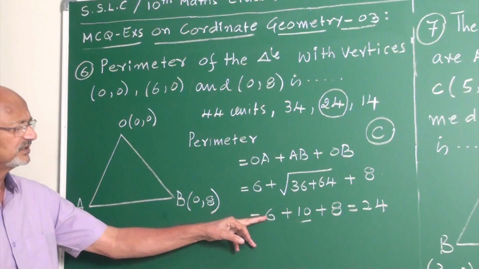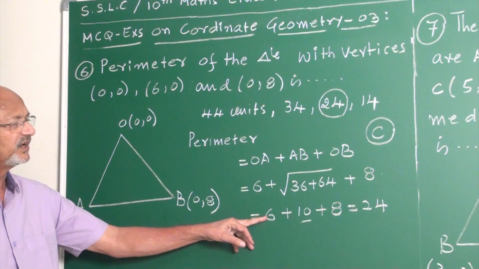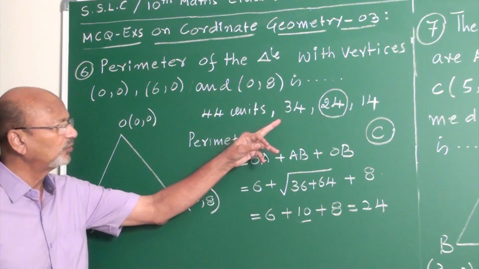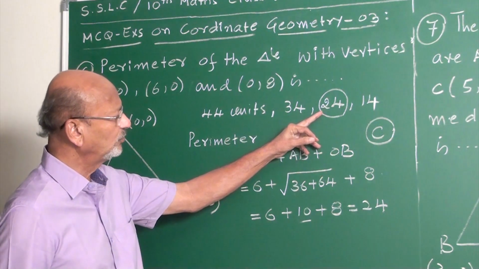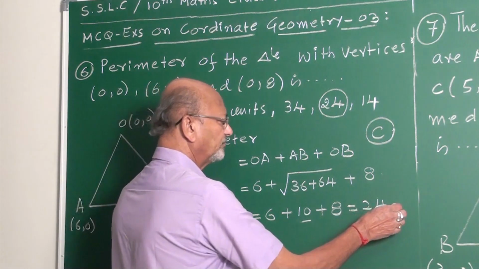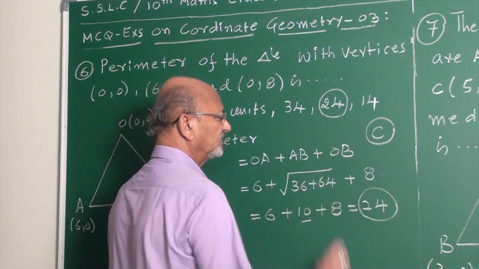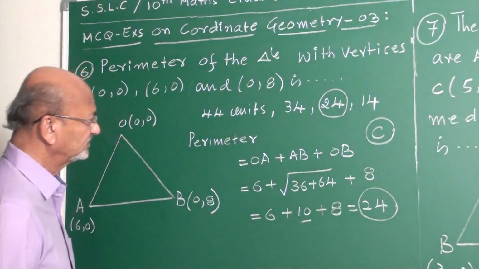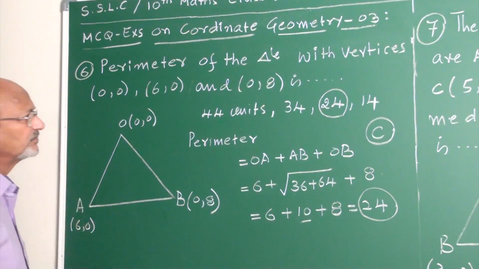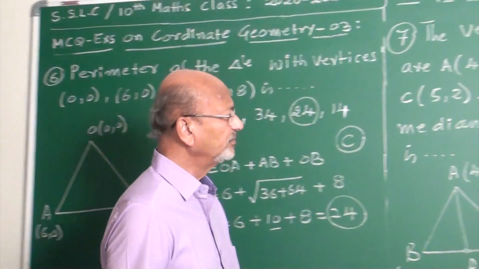Then what is the answer? 6 plus 10 plus 8 is 24 units. 24 means answer C. Yes. Then one more about the median.